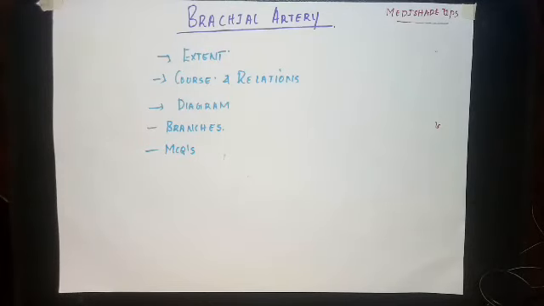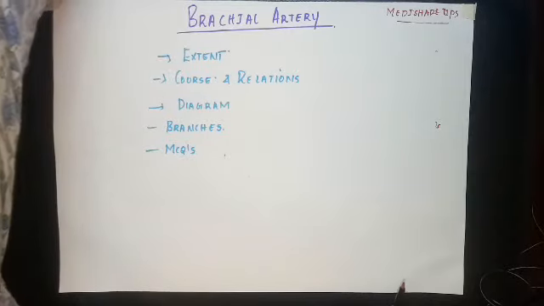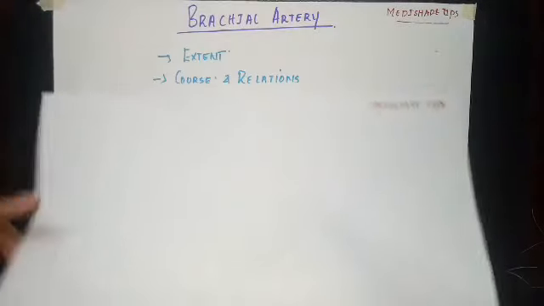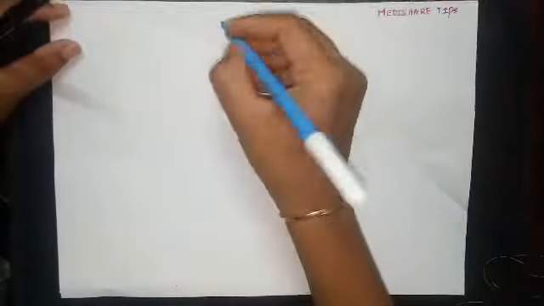In this video, we will be dealing with the brachial artery. We will discuss the extent and course of the brachial artery, the relations of the brachial artery. We will draw the diagram and discuss the branches of the brachial artery, and at last we will discuss some MCQs from this portion. First of all, we will discuss the extent and course of the brachial artery.